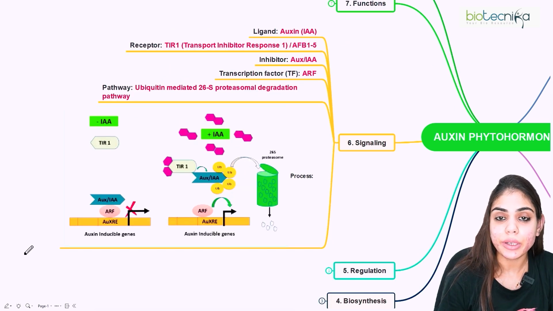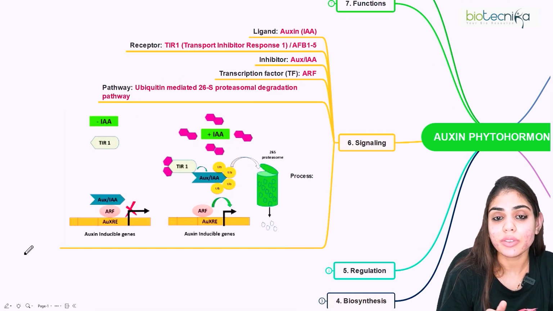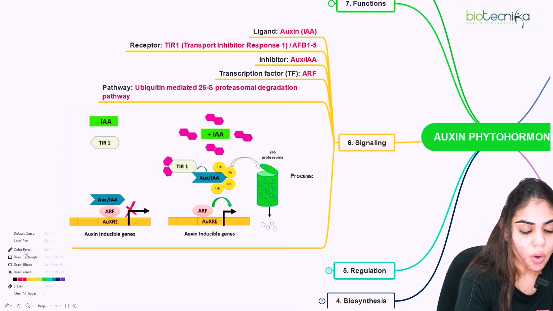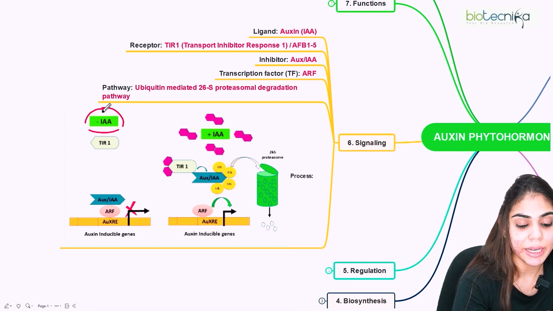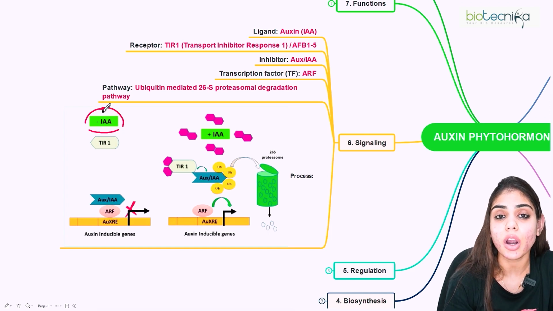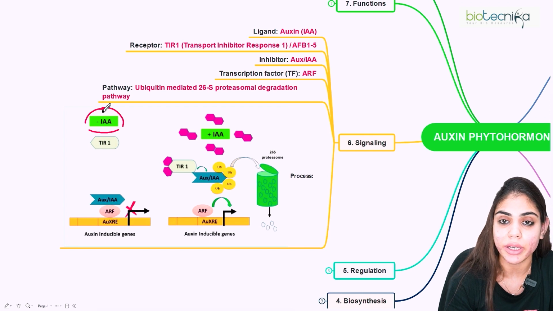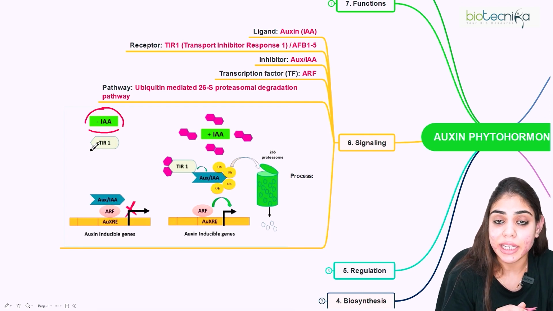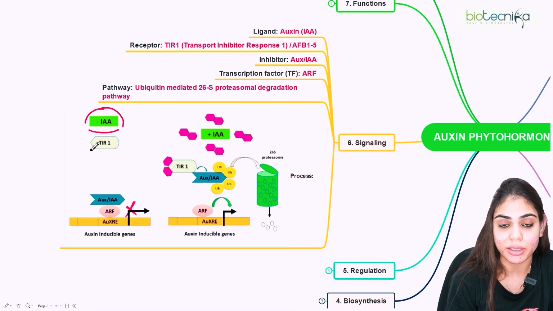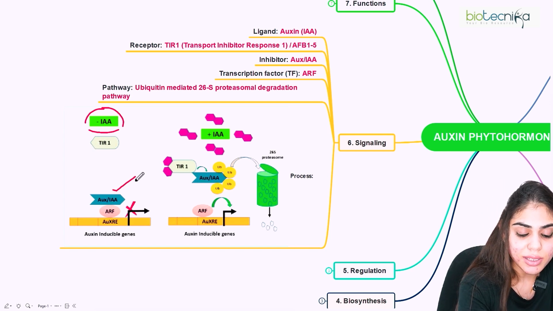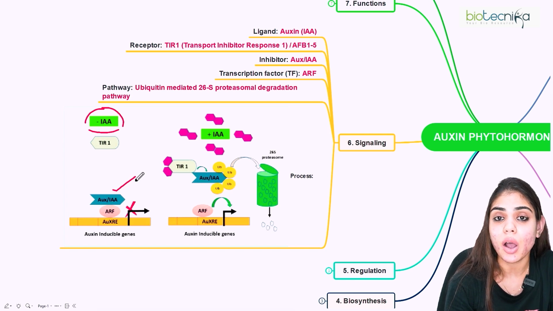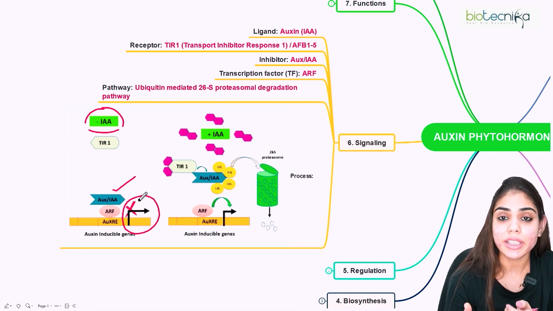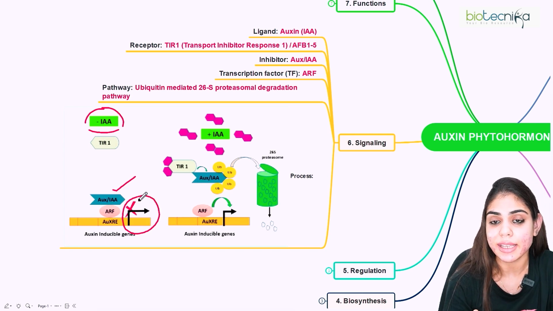So what happens when no auxin is present? One example of auxin is indole 3 acetic acid. So you can see here no auxin is present, that is minus IAA. If no auxin is present, it will not bind to its receptor, that is TIR1, and these receptor binding sites are free. So what will happen? This inhibitor will bind to the transcription factor. So you can see the inhibitor Aux/IAA is binding to the auxin response factor and is stopping the transcription of the genes. So there will be no auxin inducible gene expression.